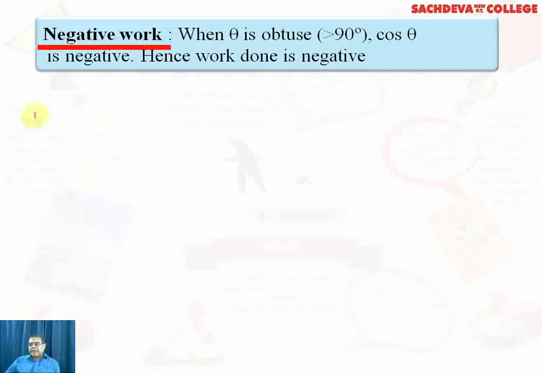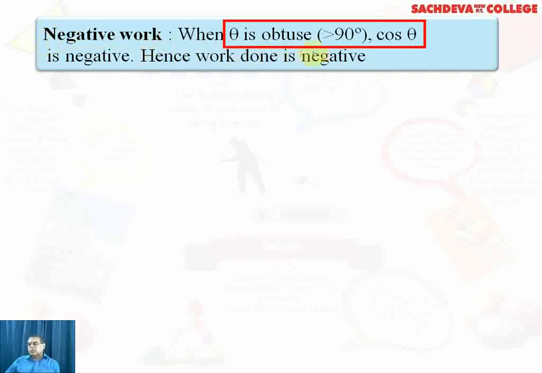And then we come to the negative work, where theta is assumed to be obtuse, that is more than 90 degrees up to 180 degrees. So cos theta is negative, hence work done is negative.